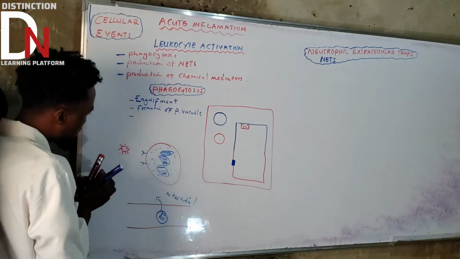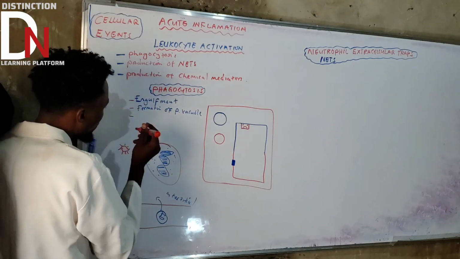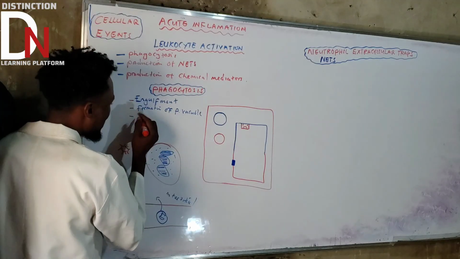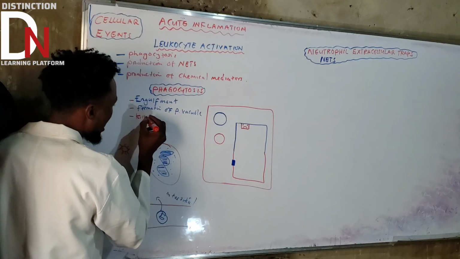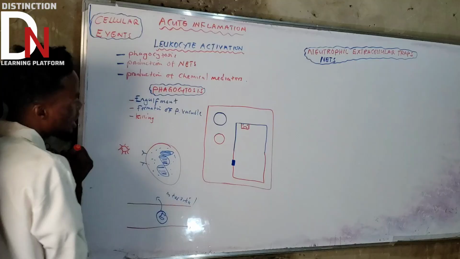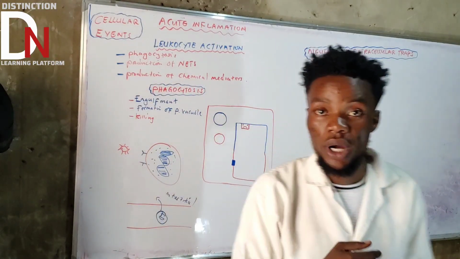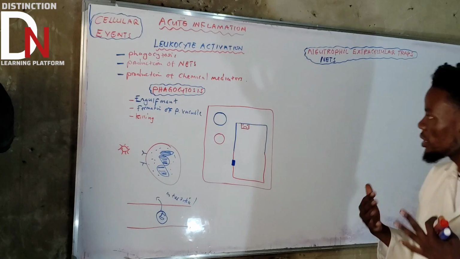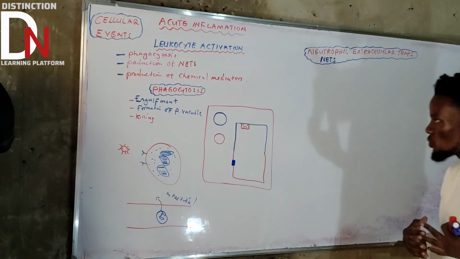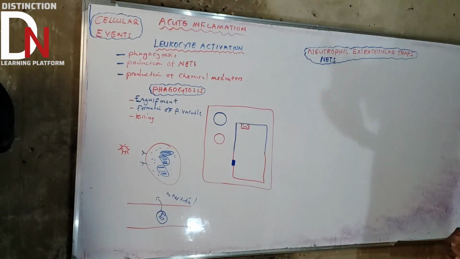Now let's use this one, because this is interesting. So the other one is killing. Killing of any foreign invaders. That is the last process that will happen. Okay. So those are the three important things that you need to understand about phagocytosis.